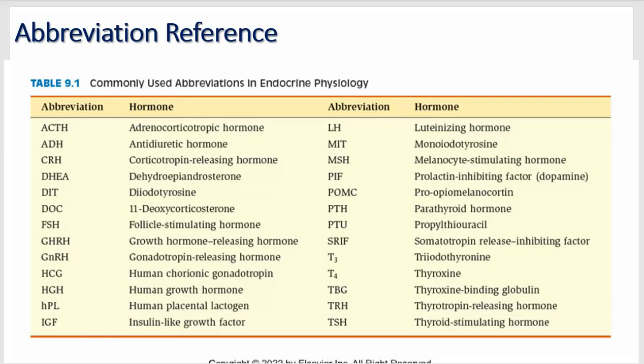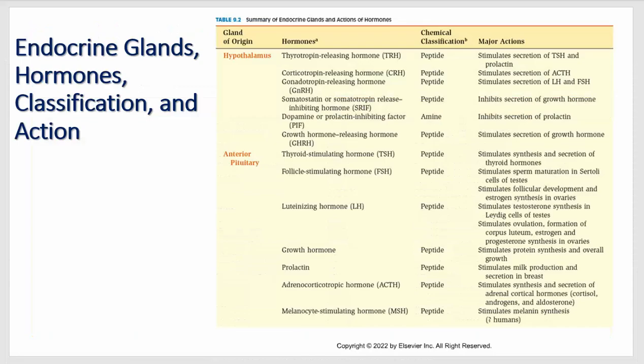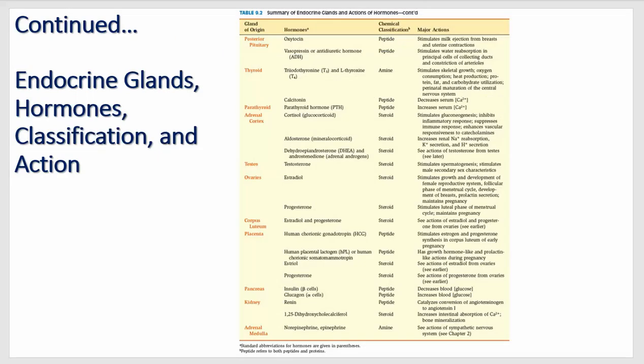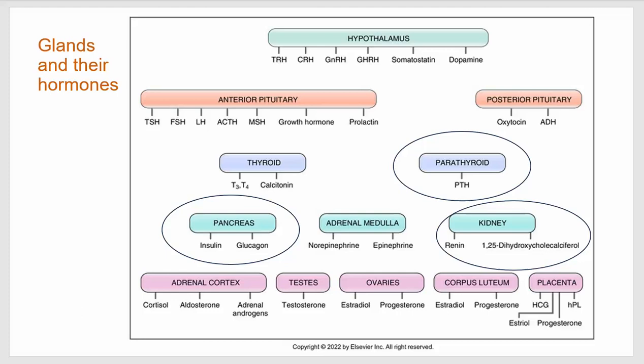So these are your abbreviation references. These are all the abbreviations, just in case I forget to put them in there, or it's just something to review, to look at. Same thing here. These are all your endocrine glands, hormones, classifications, actions. This is another way of looking at the hormones that we've covered so far.